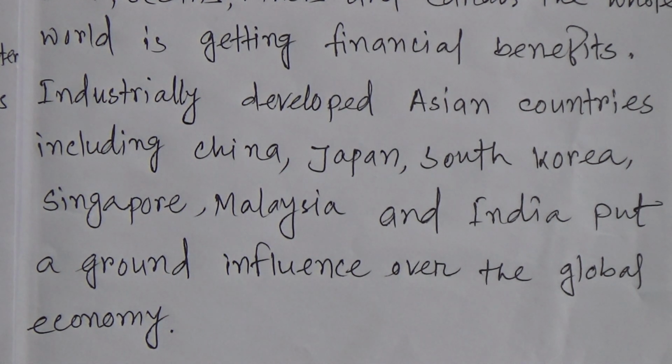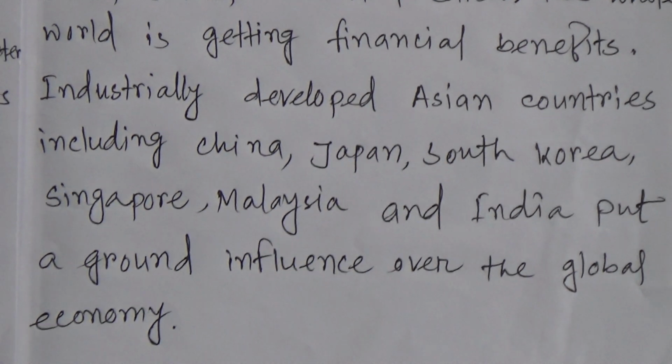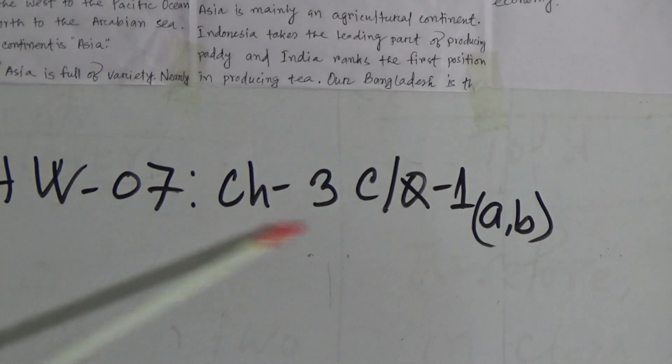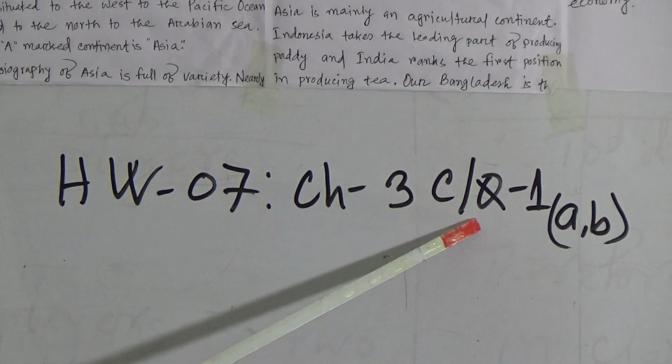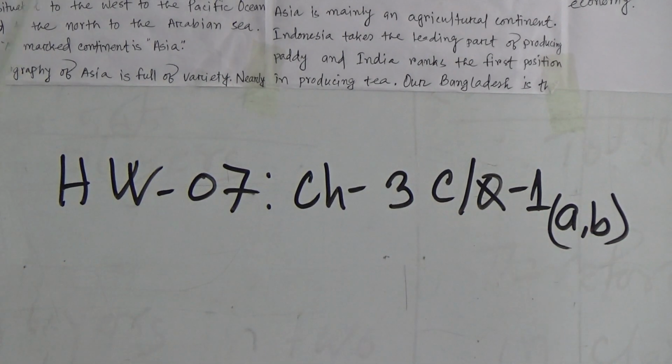Dear students, you have homework number 7. It's regarding chapter 3, creative question number 1, A and B. That means this A and B is selected for your homework.